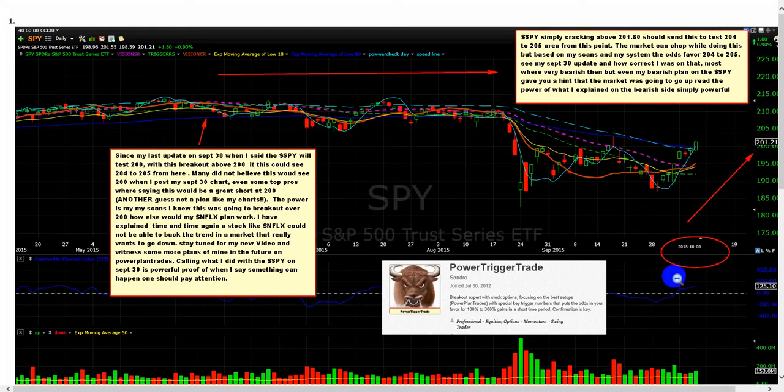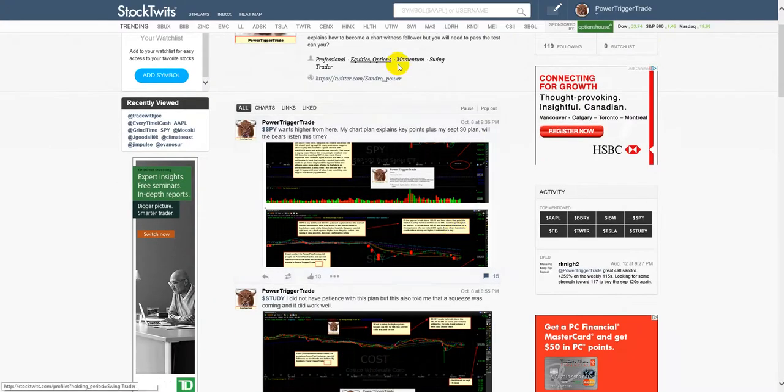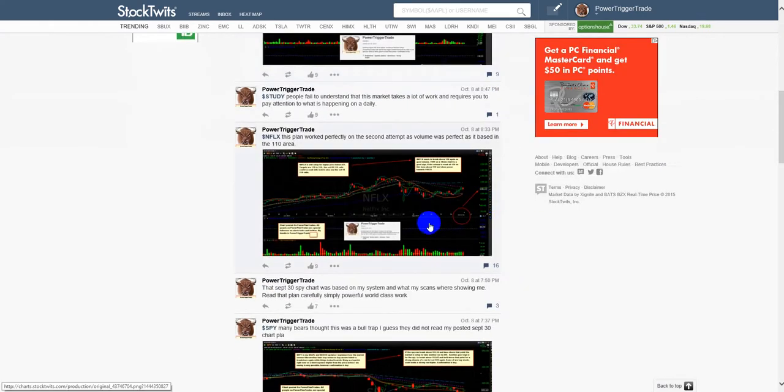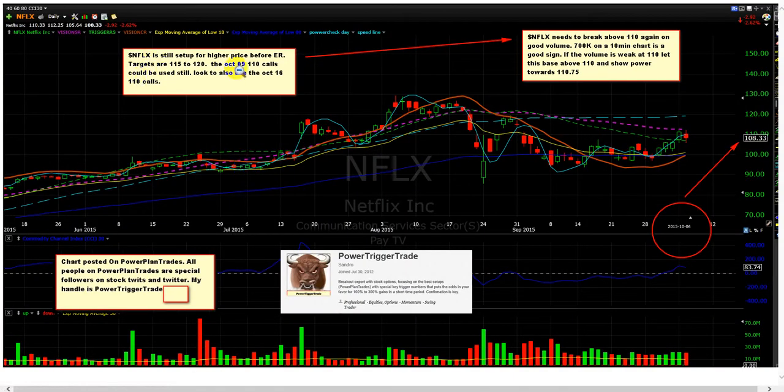And so again, I posted this plan on Power Trigger Trade on October the 8th at this time. Then I posted the Netflix trade on Power Plan Trades. Again, I have plans, and this actually worked out very well. I talked about using the October 09 110 calls or the October 16, so one week out. Of course, these are more expensive, but they were still very affordable. And this needed to break above 110.